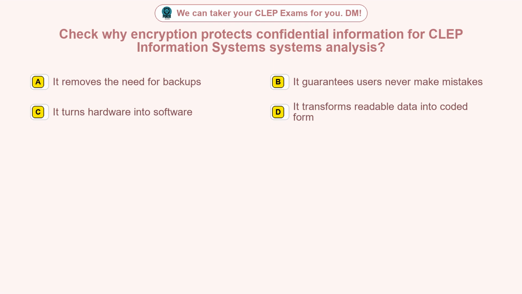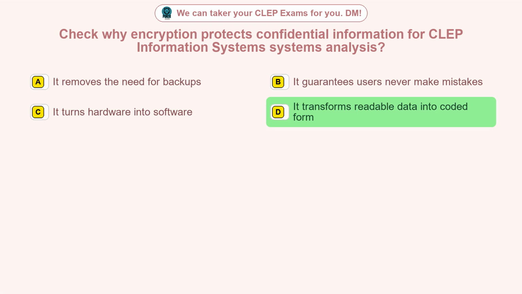Question 47. Check why encryption protects confidential information for CLEP Information Systems analysis. Option A. It removes the need for backups. Option B. It guarantees users never make mistakes. Option C. It turns hardware into software. Option D. It transforms readable data into coded form.